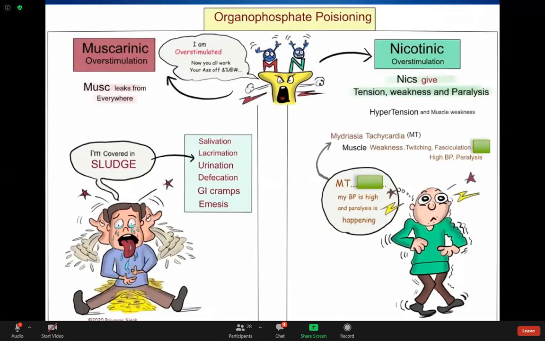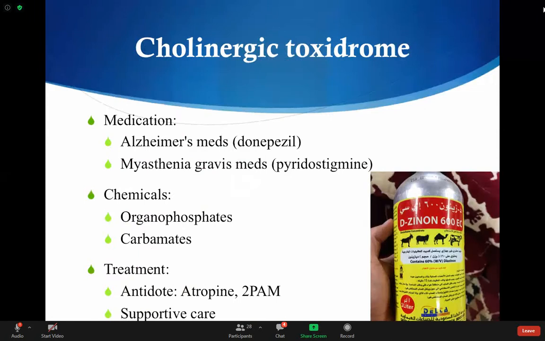Okay. All right. So some medications can give you the cholinergic effect, like Alzheimer's medications, because they directly stimulate acetylcholine receptors. Myasthenia gravis medications like pyridostigmine and physostigmine can give you cholinergic effect. And that's why we use physostigmine to treat anticholinergic effect. These medications have less severe effect than the organophosphate.